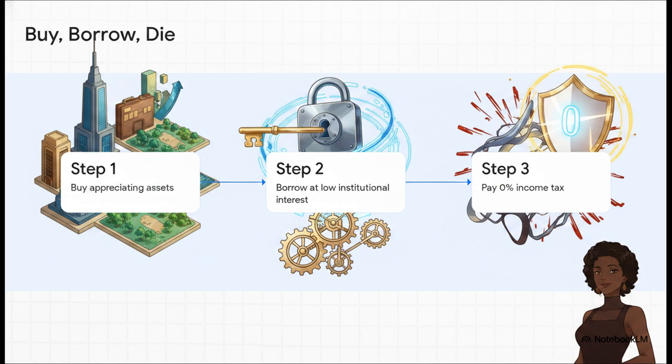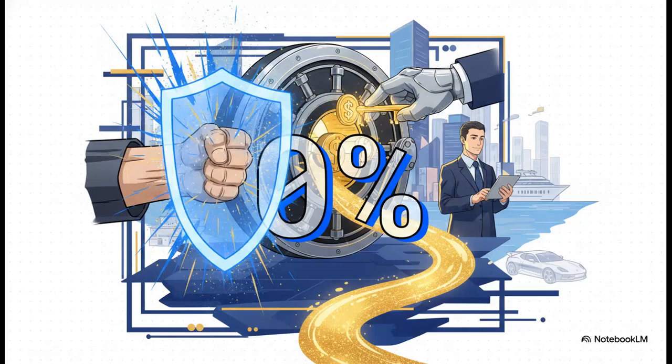Step 1, buy high-quality appreciating assets. Step 2, instead of cashing out when you need money, you borrow against those assets at low institutional interest rates. And Step 3, you pay 0% income tax. I want to punch in hard on that single number right there, 0%.